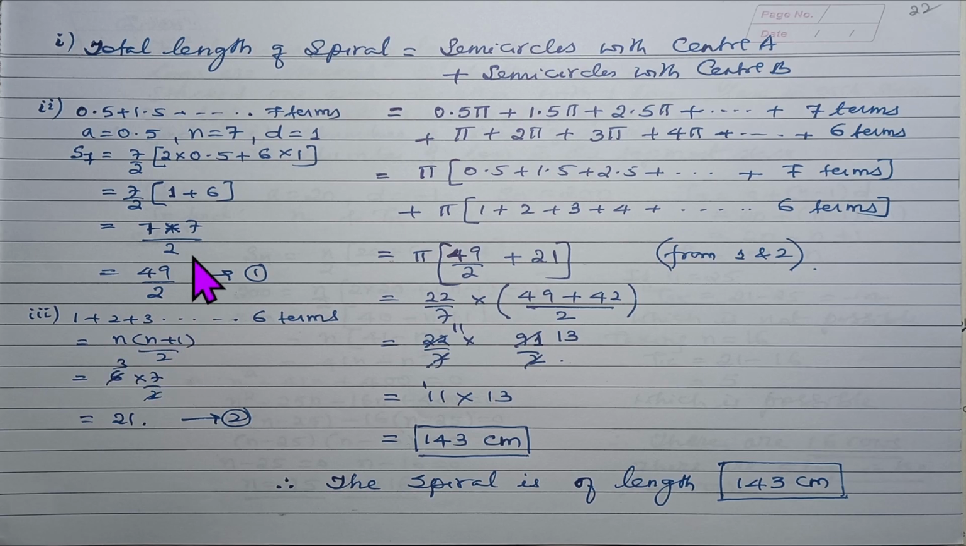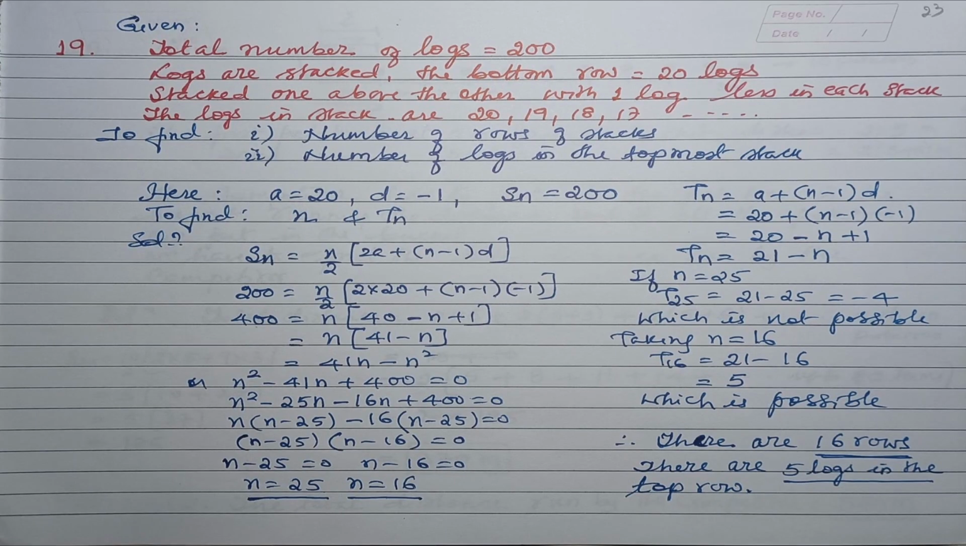Now we have the value of the sum of the terms in the first bracket and also the second bracket. Substituting, we get pi in the bracket, 49/2 + 21. Now simplifying this, we get 11 into 13, or 143 centimeters. Therefore the total spiral length is 143 centimeters. So this is a slightly different type of example. Try to understand, learn it and practice it so that you understand the example clearly.